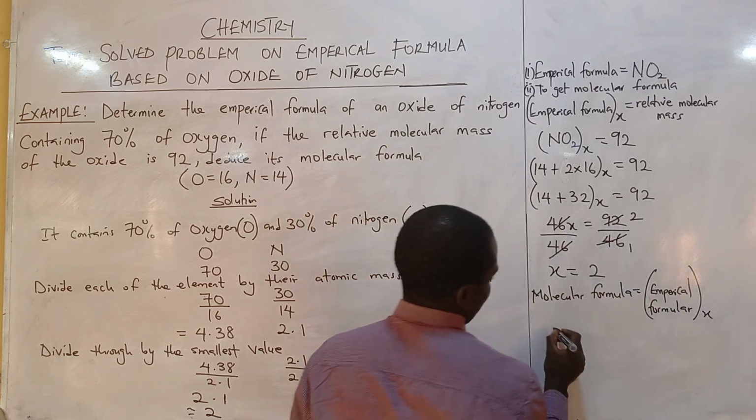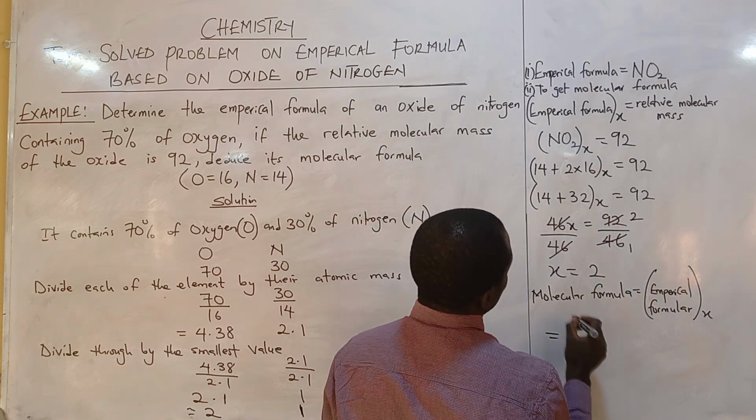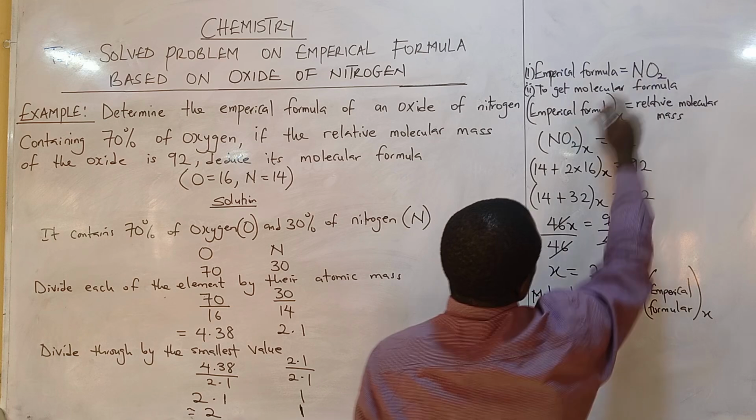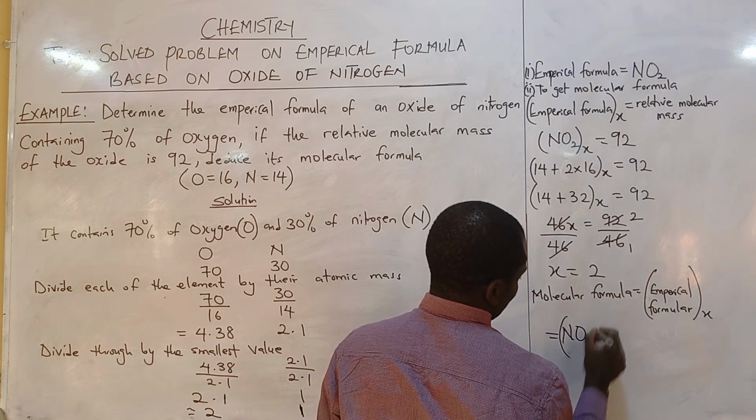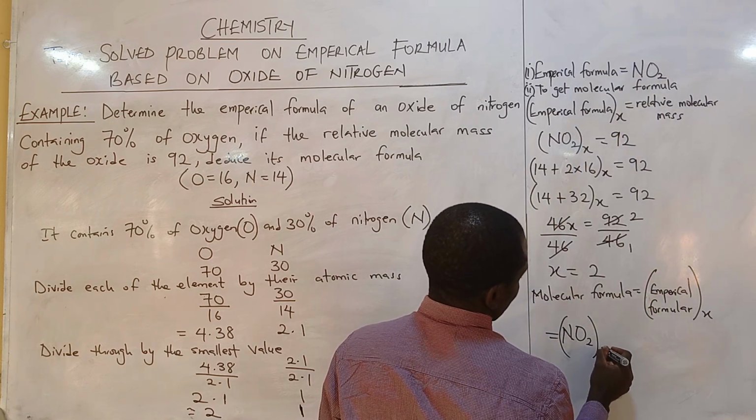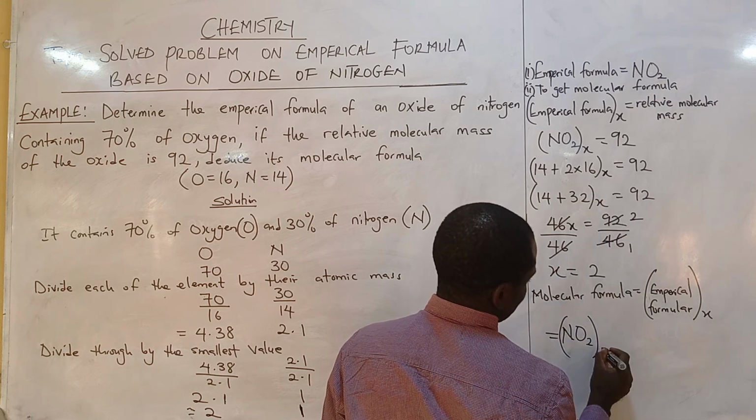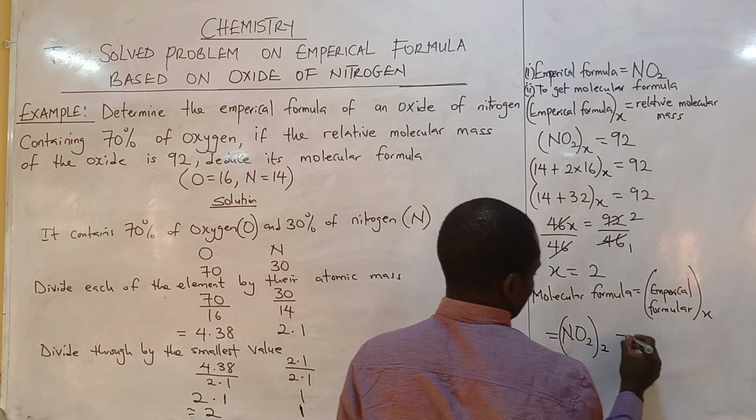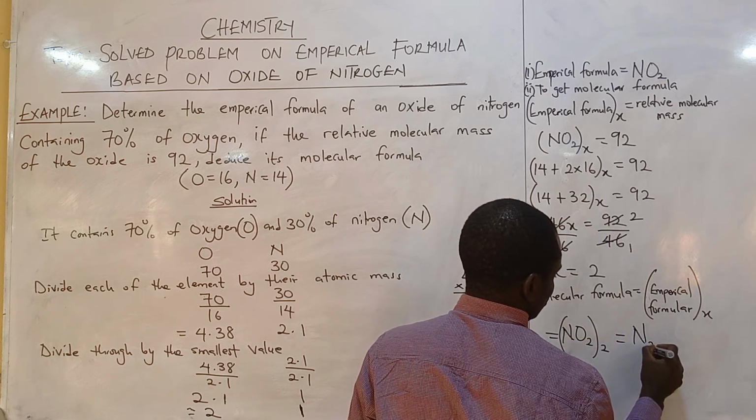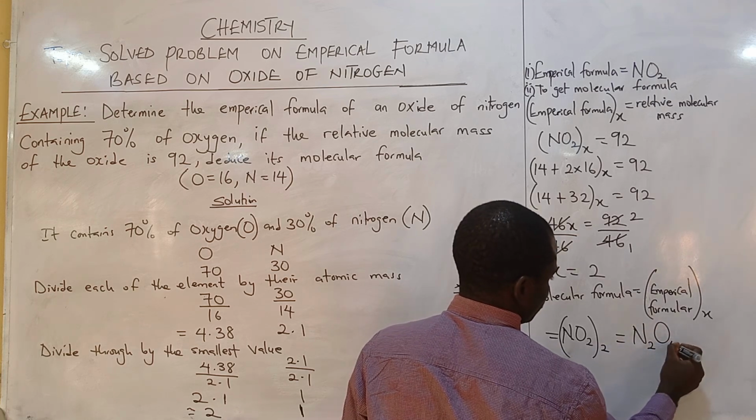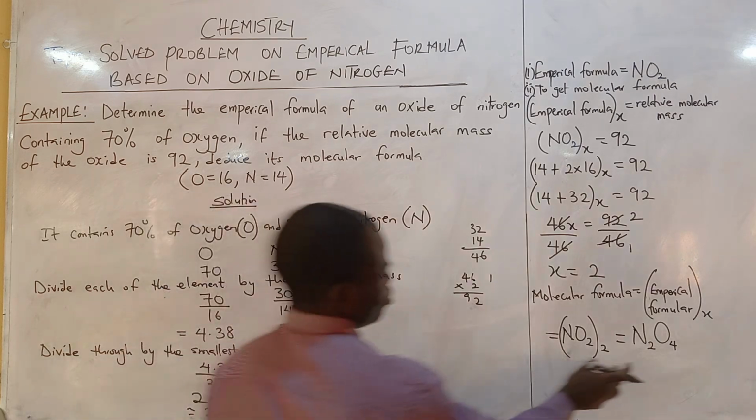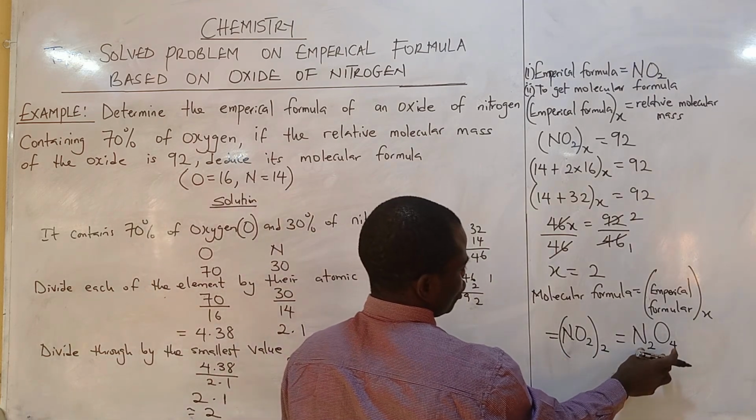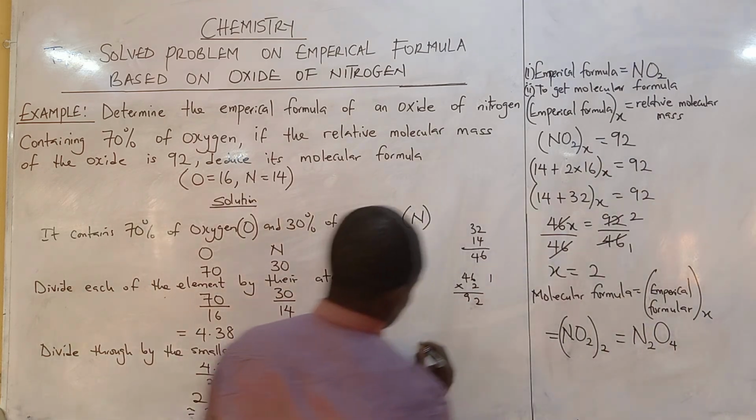bracket x, which is equals to, the empirical formula that we have is NO2, close the bracket. What's our x? Our x is 2, which is N2O4. Is that okay? Now you can see, by the time you get what each of these is, you come back to 92. Let's see.